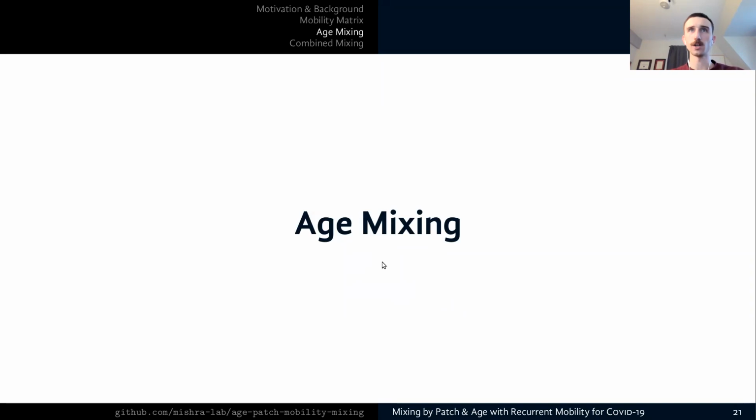Okay, so that's the crash course, and I'm trying to keep it short on the mobility piece. Next, we want to talk about how we use the Polymod age mixing matrices and integrated them into this bigger, more stratified mixing matrix.